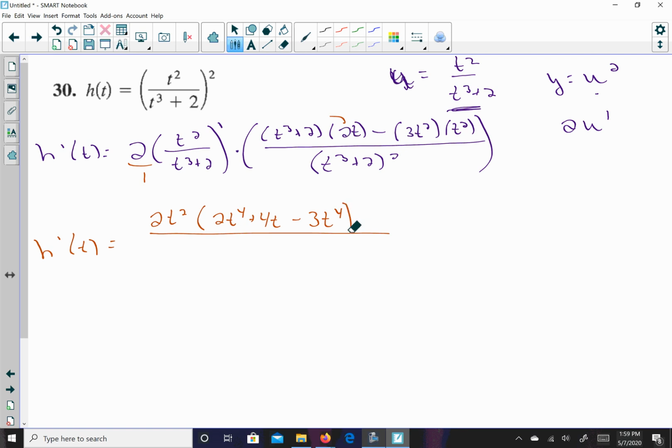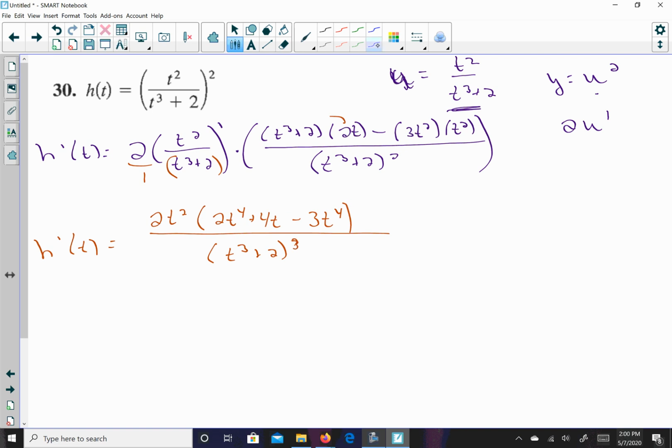And this is all over t cubed plus 2 times t cubed plus 2. So that will end up being t cubed plus 2, and that whole thing is going to be raised to the 3rd power. That's a 3, a really bad 3, but a 3.